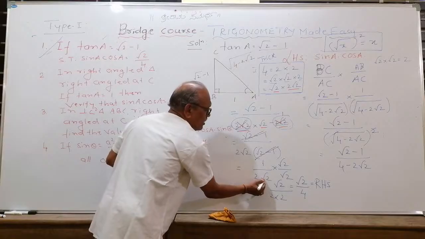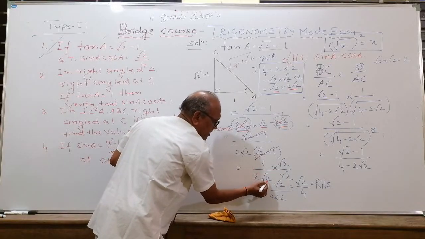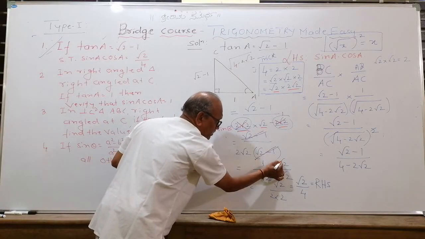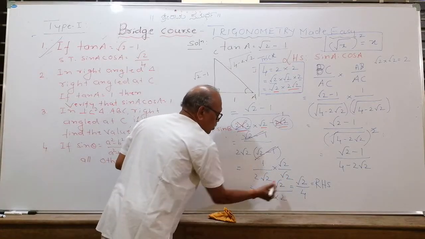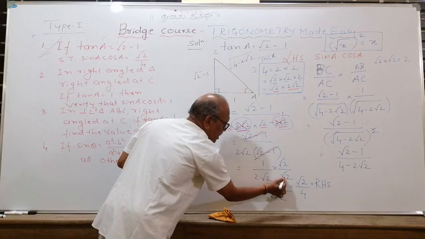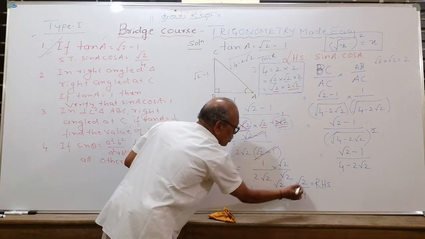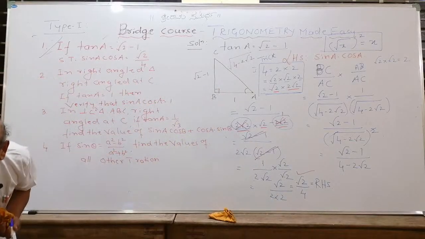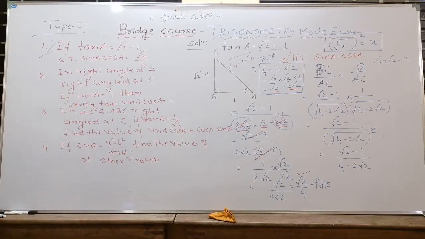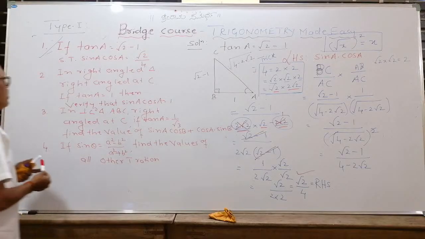Now, rationalize the denominator. To rationalize, the rationalization factor is root 2. Multiply by root 2, divide by root 2. Studied in the 9th standard. Root 2 into root 2 becomes what? Again, root 2 square, which is 2. Root 2 upon 4, hence RHS. All of you understood this? Clear? That completes the first problem.